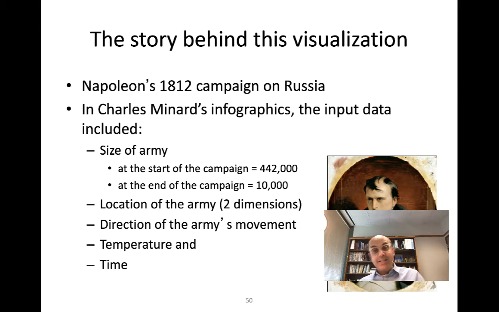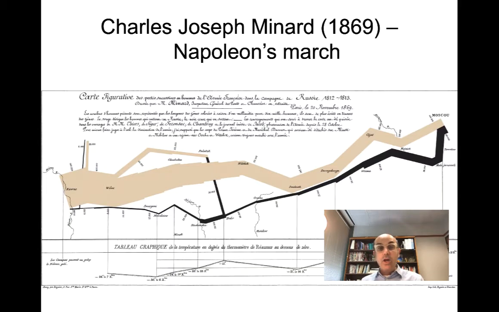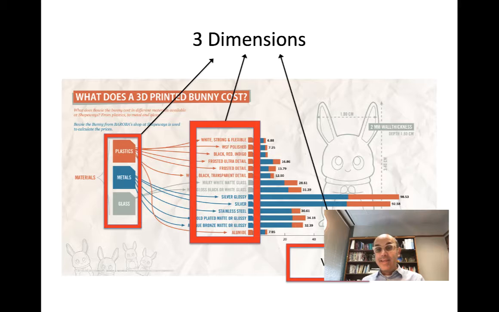Then, in this visualization, he gave us the army movement, the temperature, which was a big effect on the end result, and the time. How long did it take Napoleon to walk to Moscow, and how long did it take him to come back? So again, looking at dimensions will give you a better sense of how complex this visualization is and how dense it is.